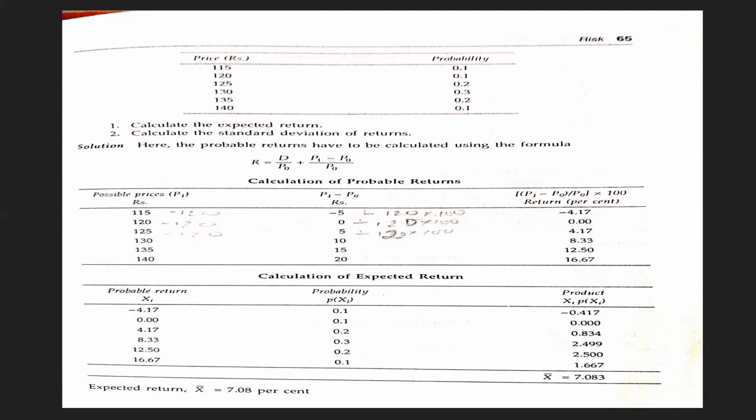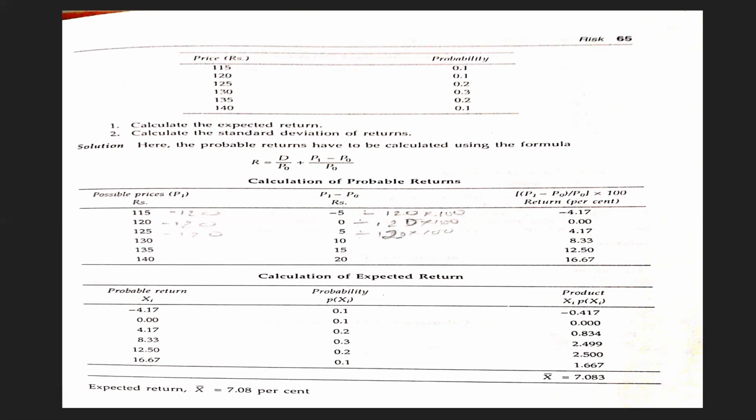So we need to calculate the percentage of the possible prices. These are just the possible prices; the question gives the actual price. You need to calculate the percentage value, and only then can you arrive at the expected return. The possible prices they have given are 115, 120, 125, 130, 135, 140. You're going to calculate the percentage returns, the percentage probable returns.